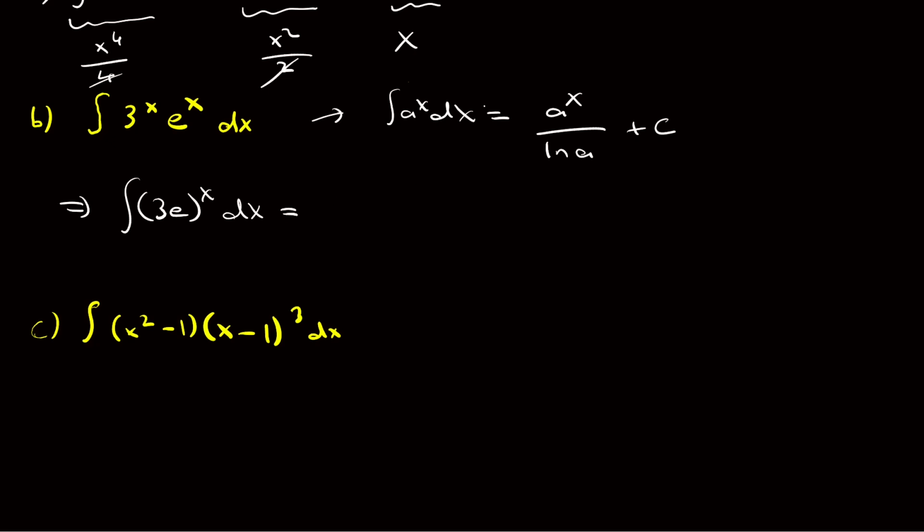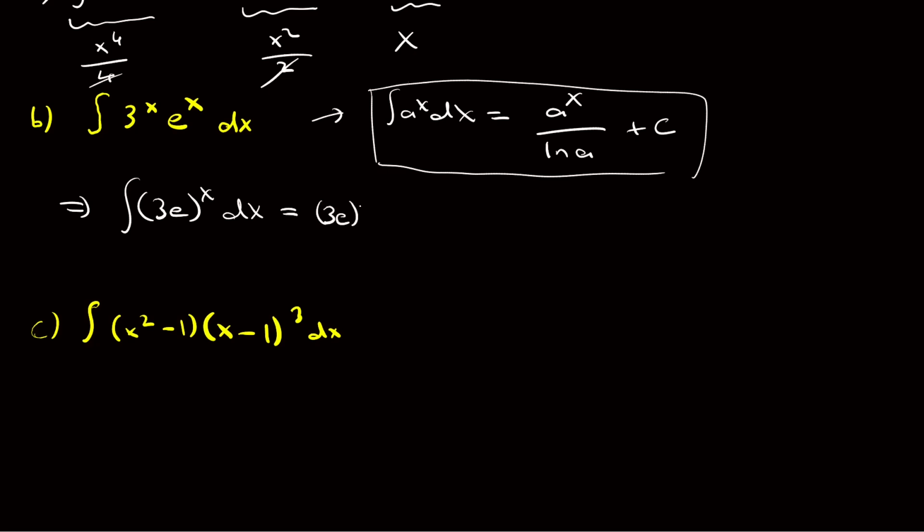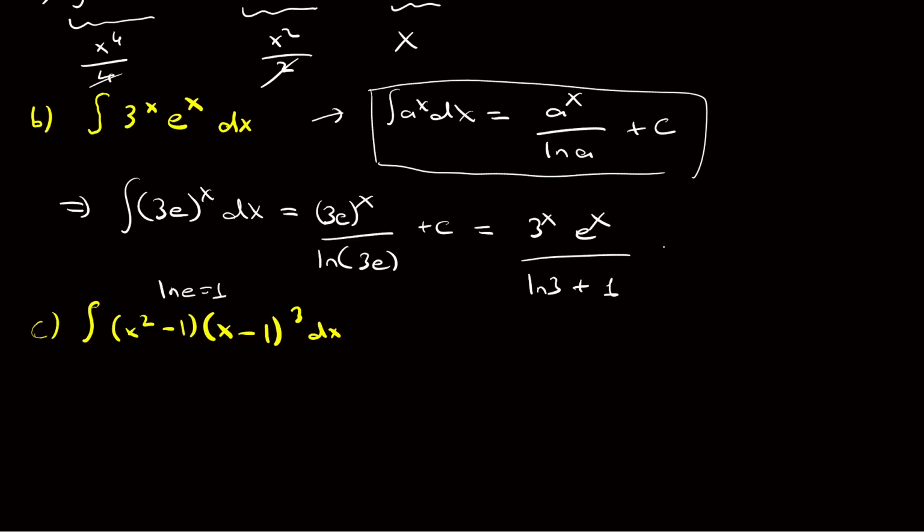Now this is equal to, because of the rule we know here, (3e) to the x over ln (3e) plus c. I could leave it like this, but let me work on it a little bit more. Ln of 3 plus ln e, which is equal to 1, plus c.